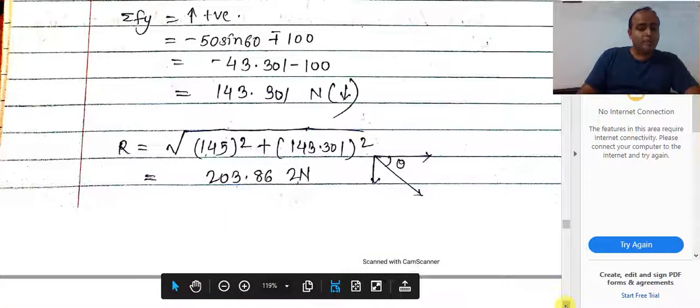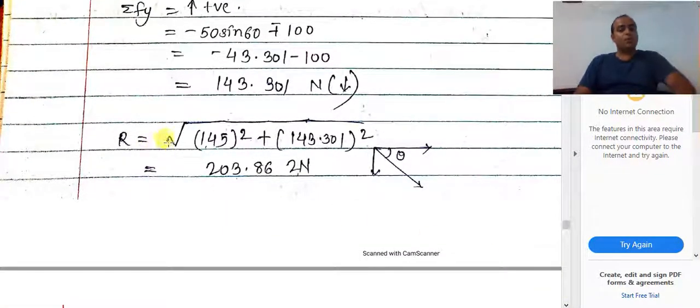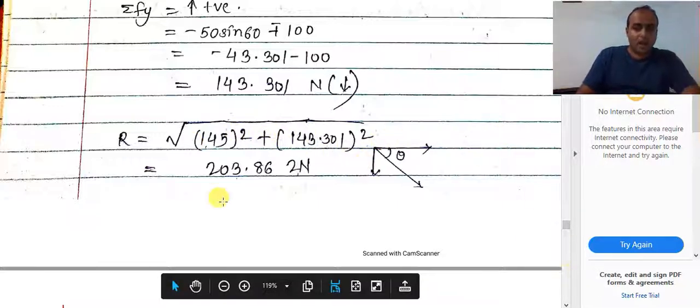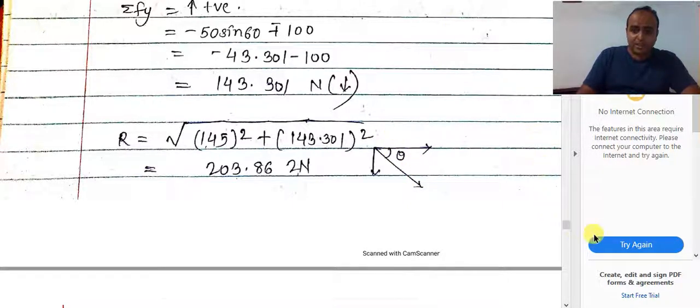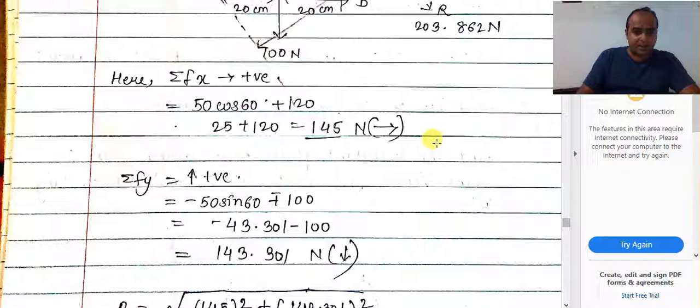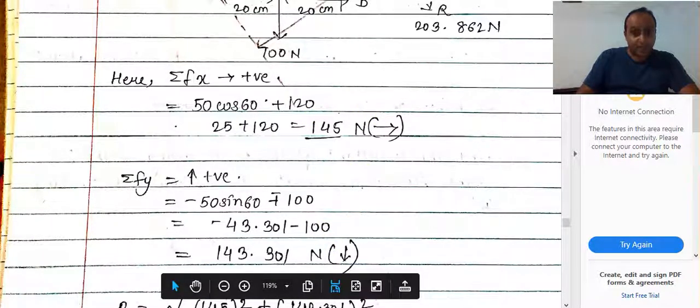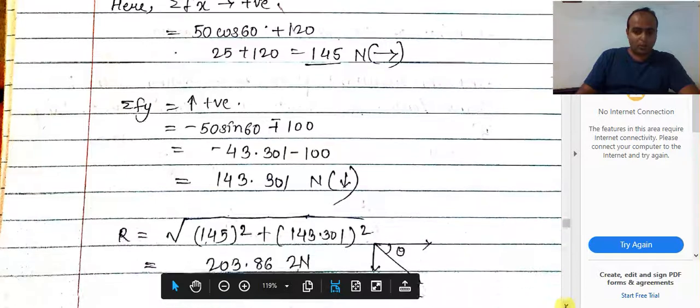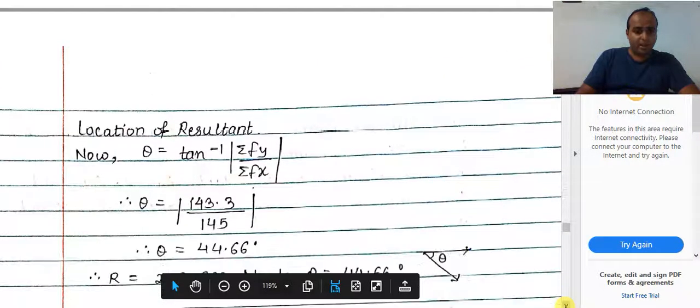Going ahead, the magnitude of resultant R is equal to root of summation Fx square plus summation Fy square, which is taken as 145 square plus 143.301 square. Again, whatever the value comes, the resultant will be acting towards the fourth quadrant. This is why, my dear friends, I hope you all understand, because summation Fx is acting towards right, summation Fy is acting downwards. That is why the resultant will be acting between the two, that is in the fourth quadrant. Okay, let us go ahead for finding out theta, direction of resultant.